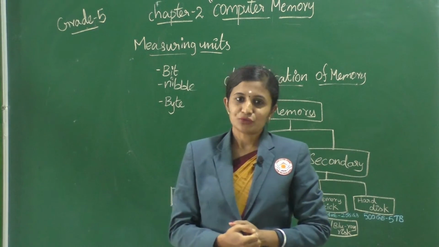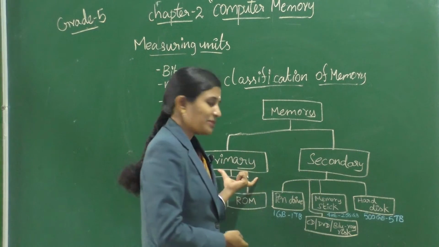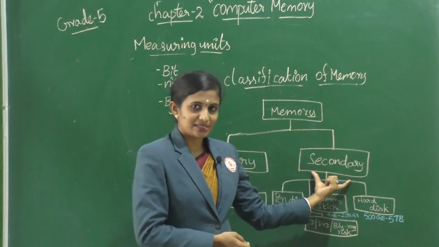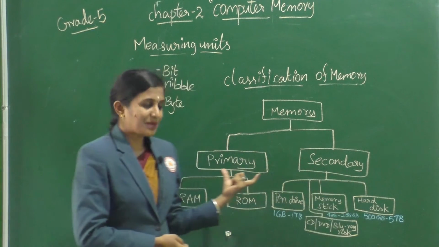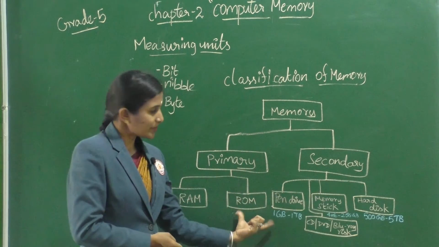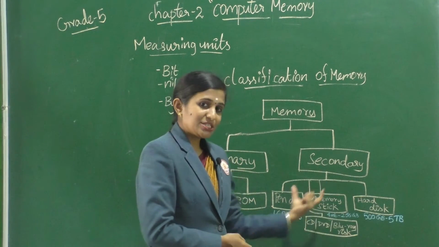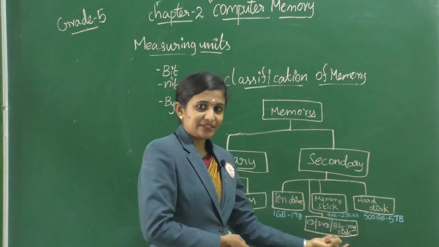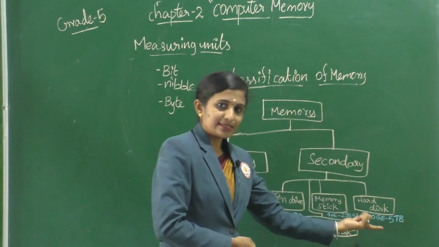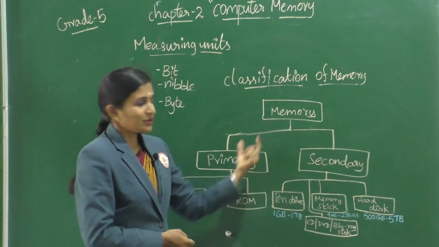So, if we come to memory, the memory is classified into 2 types. One is primary memory and another one is secondary memory. In the primary memory, again it is classified into RAM and ROM. And in secondary devices we have many things: pen drive, memory stick, CD, DVD, Blu-ray disc and hard disk. We have many things to store our data. Okay, one by one let us see.